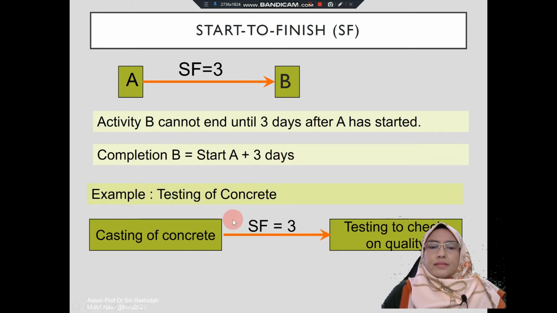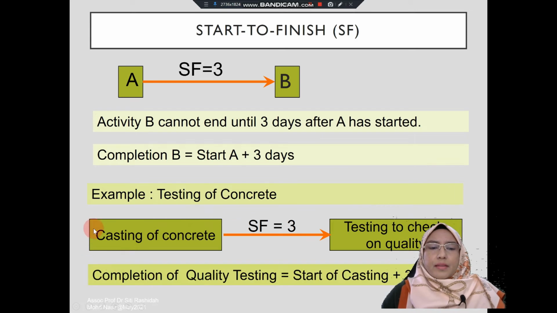For example, testing of concrete. This is the activity casting of concrete, and these are the testing to check on the quality of concrete. So the starts to finish relationship is 3 days. It means that the completion of quality testing is the start of casting plus 3 days, then only the testing of quality can complete.